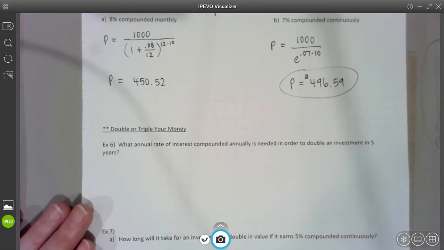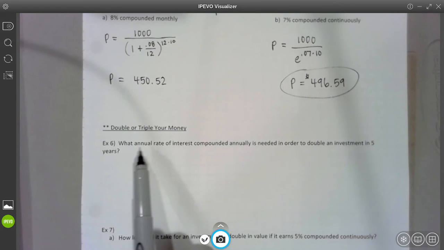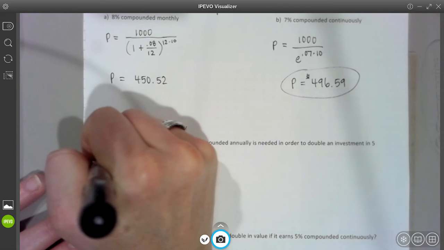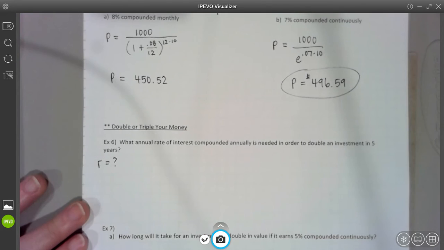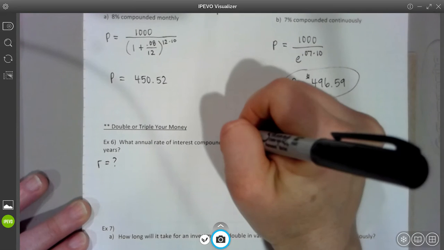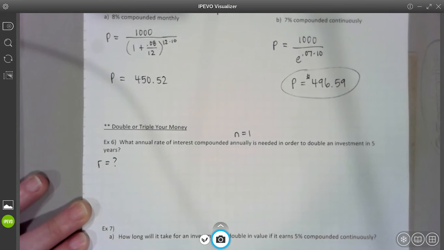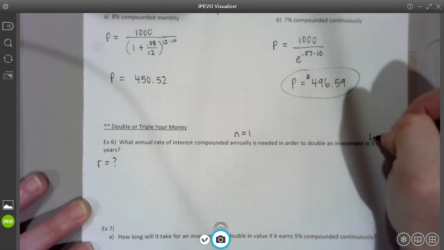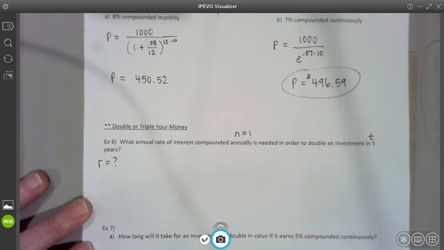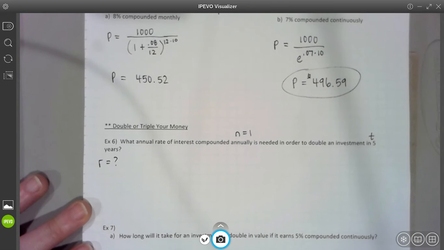All right, look at the first one. It says, what annual rate of interest? So guys, right then and there, they're asking you what rate. So we obviously know we're going to be finding a rate. What annual rate of interest compounded annually, so n is 1, is needed in order to double an investment in 5 years? So t is obviously going to be 5. All right, so they want to know what rate it is going to take to double your investment if the interest is compounded once per year for 5 years.